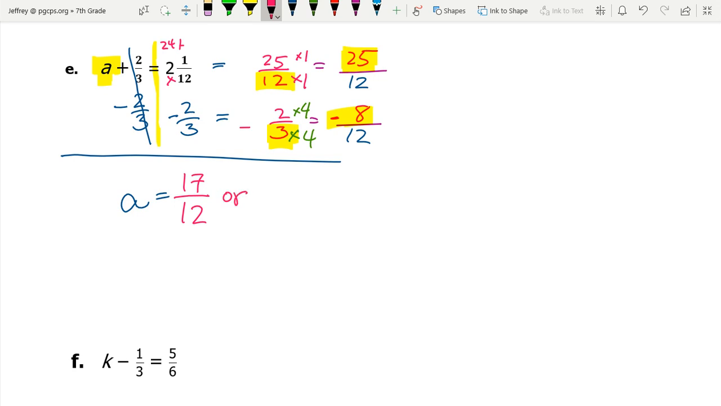So let's change to a mixed number. 17 over 12 is the same thing as 1 and 5 over 12. Exactly. 12 goes into 17 one time. What's the remainder? 5 more. So that is your answer.